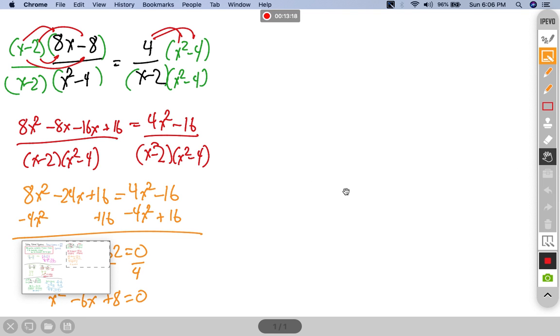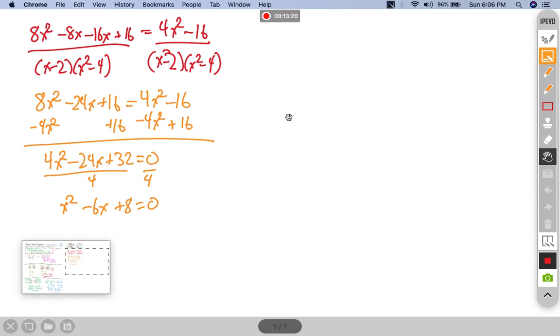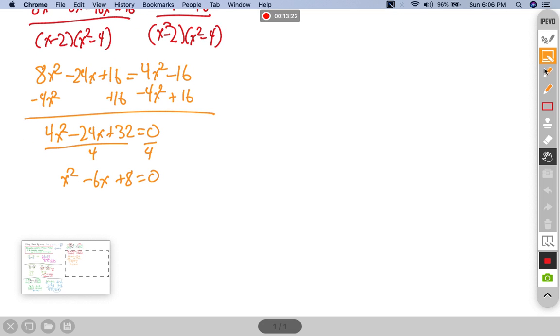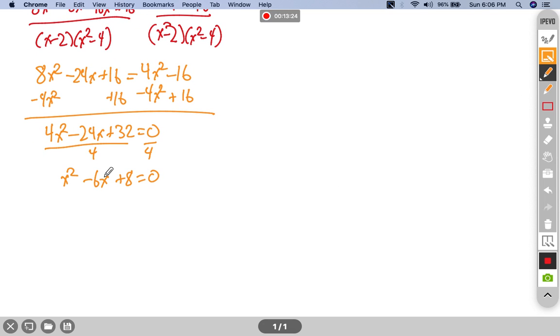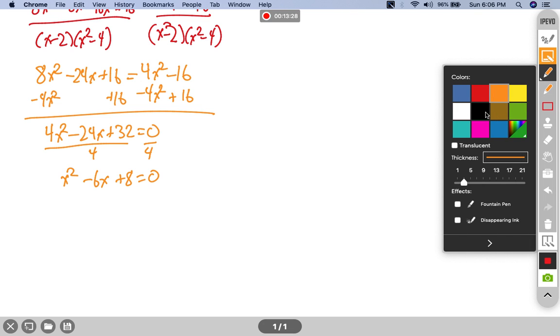Now, to solve this, I'm going to look at, well, let's try the quadratic formula. Well, no, let's try to see if it factors. Factoring would be nice. Does it factor?